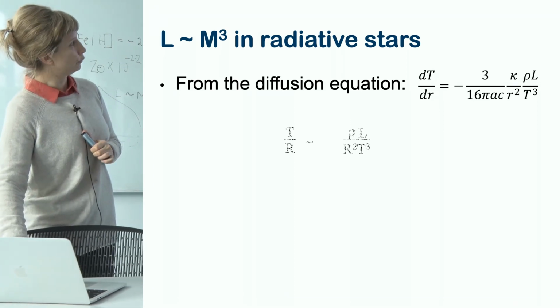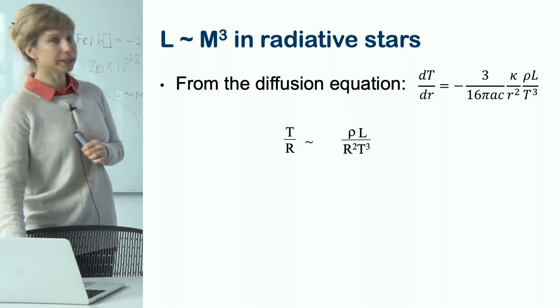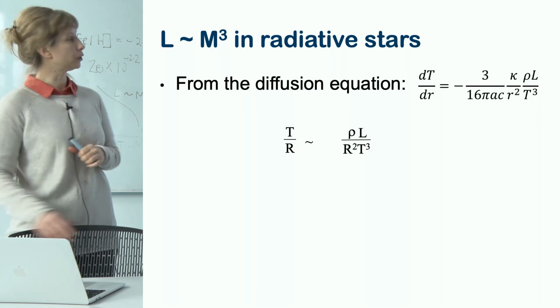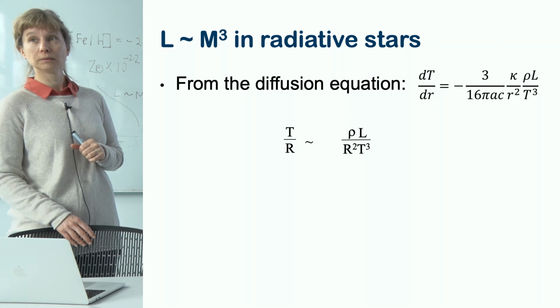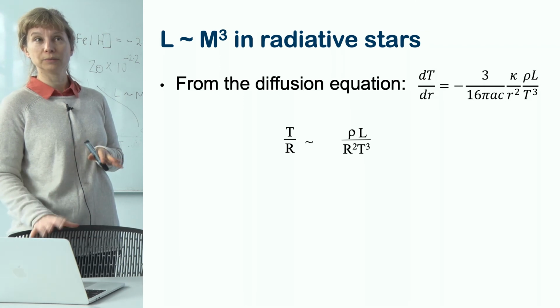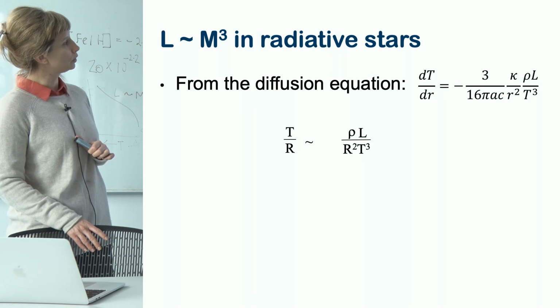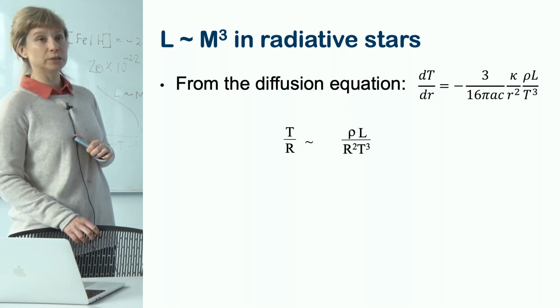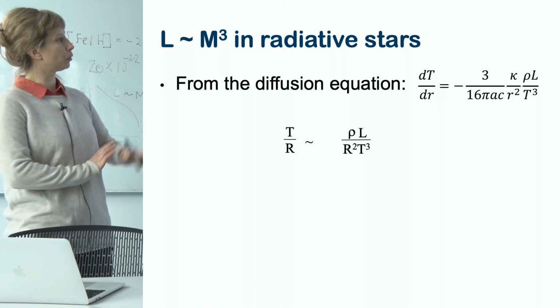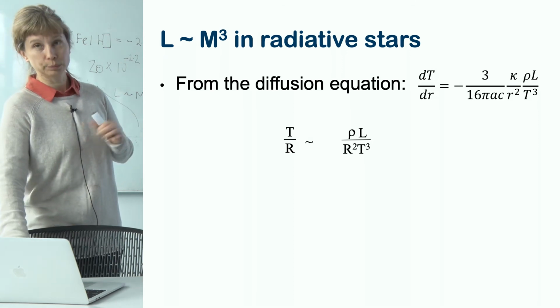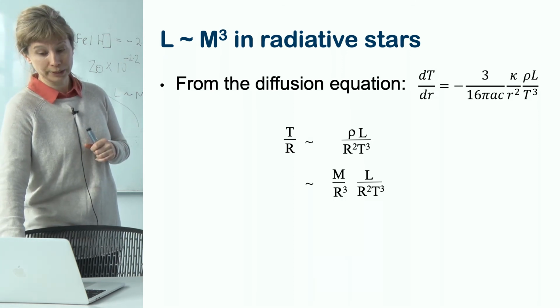So starting from the diffusion equation, again, let's just take order of magnitude. T over R, we're not worrying about, this is really just very simple order of magnitude, is rho times the luminosity divided by R squared over T to the third. So we're dropping all of the constants, not worrying about the negative. So very approximately equal to.